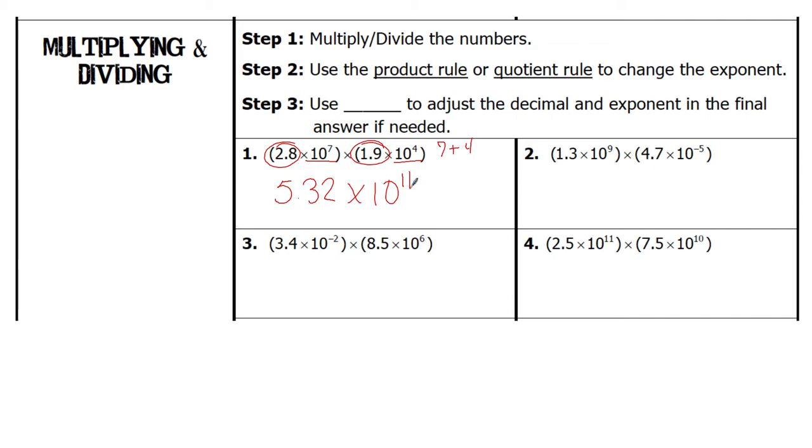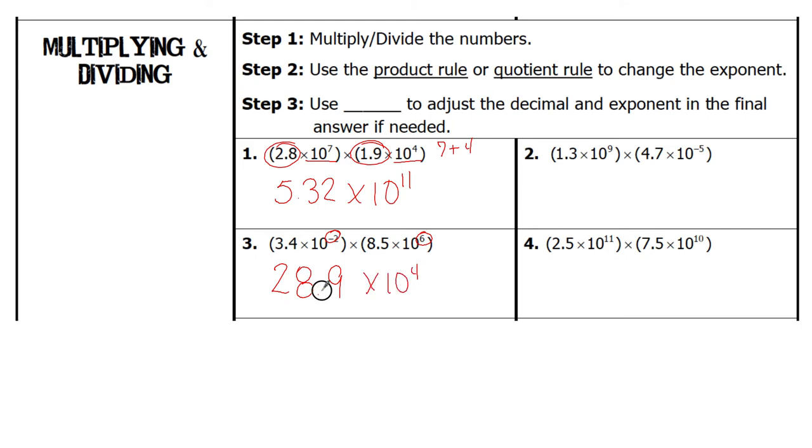Let's take a look at this next one, number 3. Okay? So now I've got the same idea, still multiplication. So I'm going to do 8.5 times 3.4. 28.9. So I got 28.9. Now I'm going to use my product rule. -2 plus 6. So I get times 10 to the 4th.